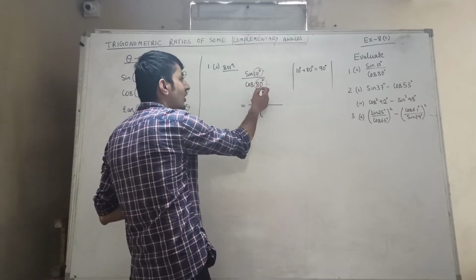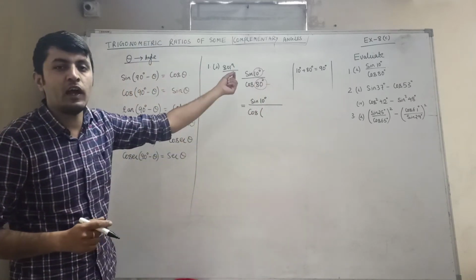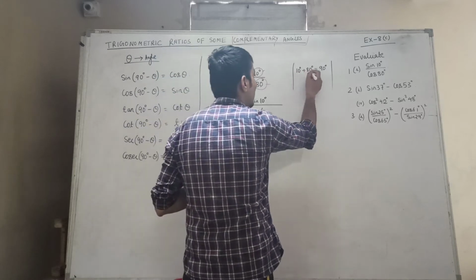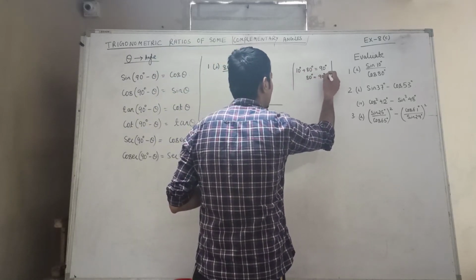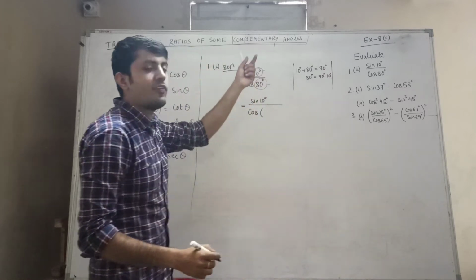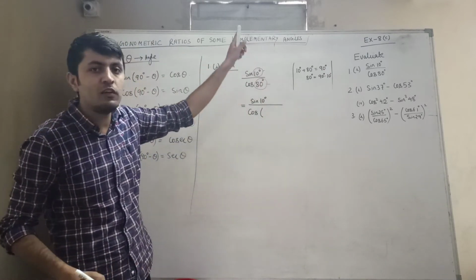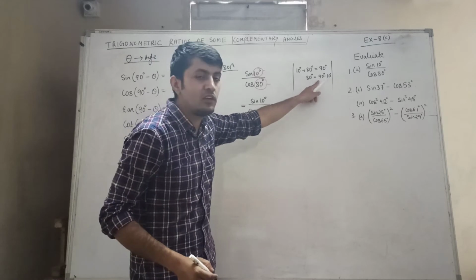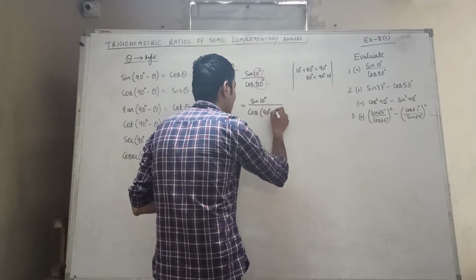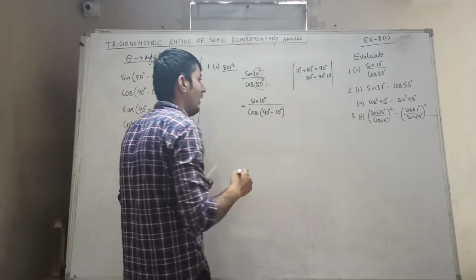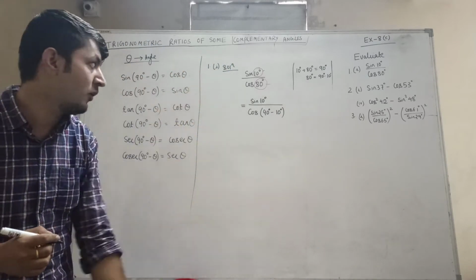Now, in place of 80, how much should I write down? If you can see from here, 80 degree is how much? 90 degree minus 10 degree. So in place of 80 degree, I will be writing 90 degree minus 10 degree. I hope this is okay for you.